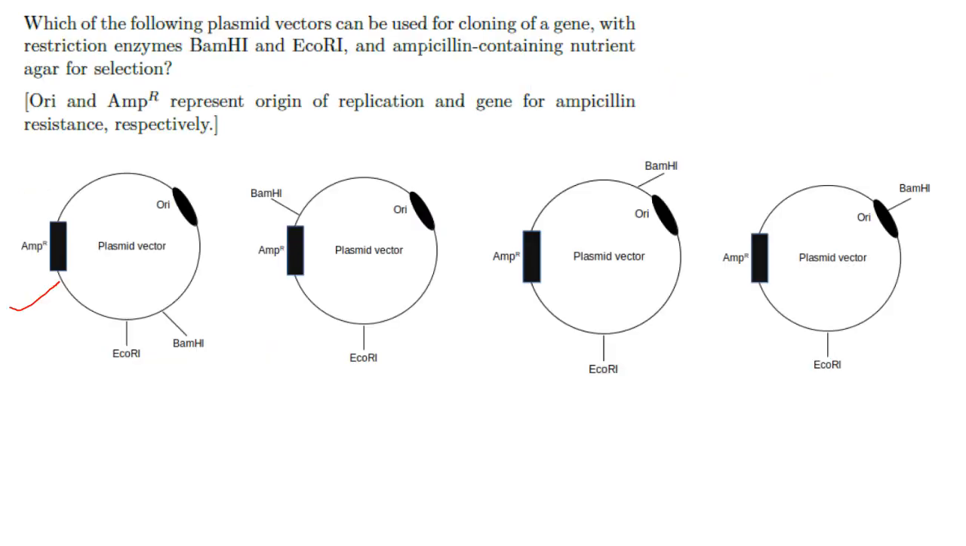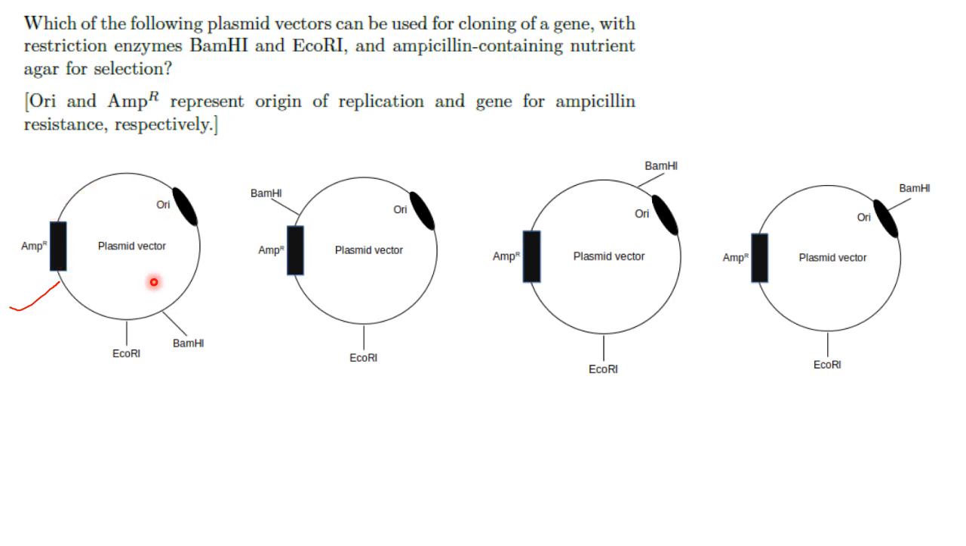Then next one. Which of the following plasmid vectors can be used for cloning a gene with restriction enzymes BamHI and EcoRI and ampicillin containing nutrient agar for selection? ori and ampR represent origin of replication and gene for ampicillin resistance respectively. Now for any vector there should be an origin of replication. If you cut the origin of replication, the plasmid is not going to divide. If the origin of replication is lost, the plasmid is not going to divide and you will not get any recombinant clones.